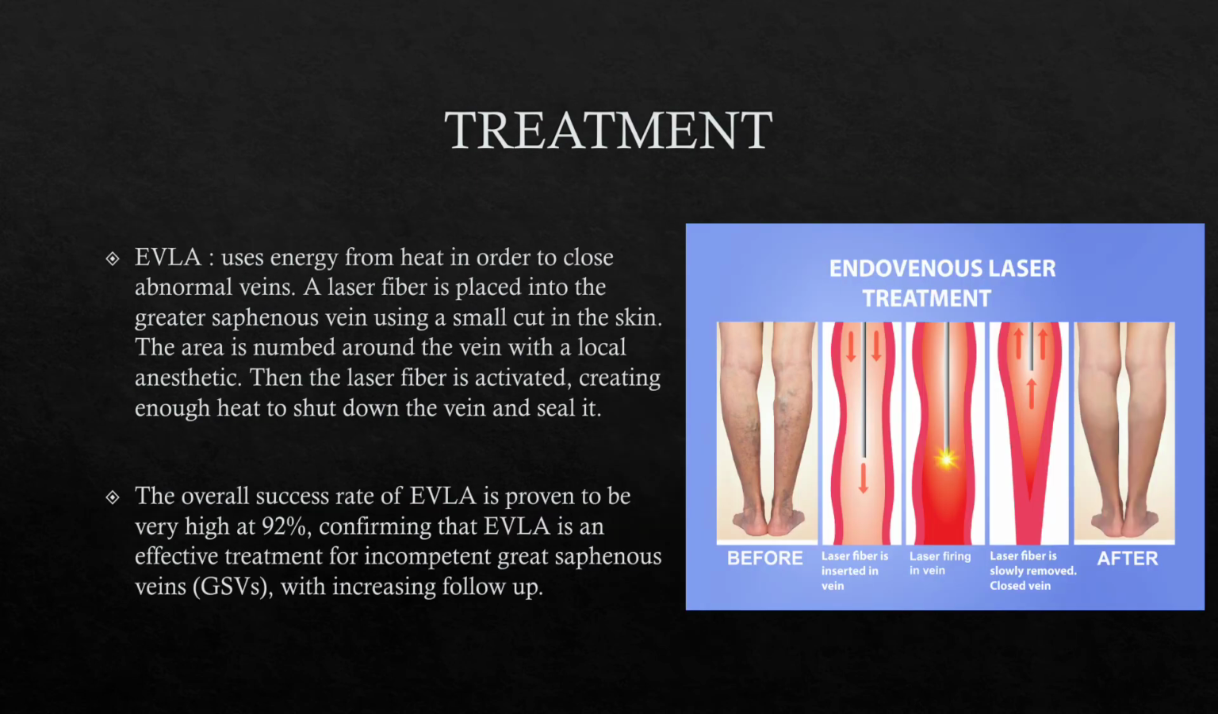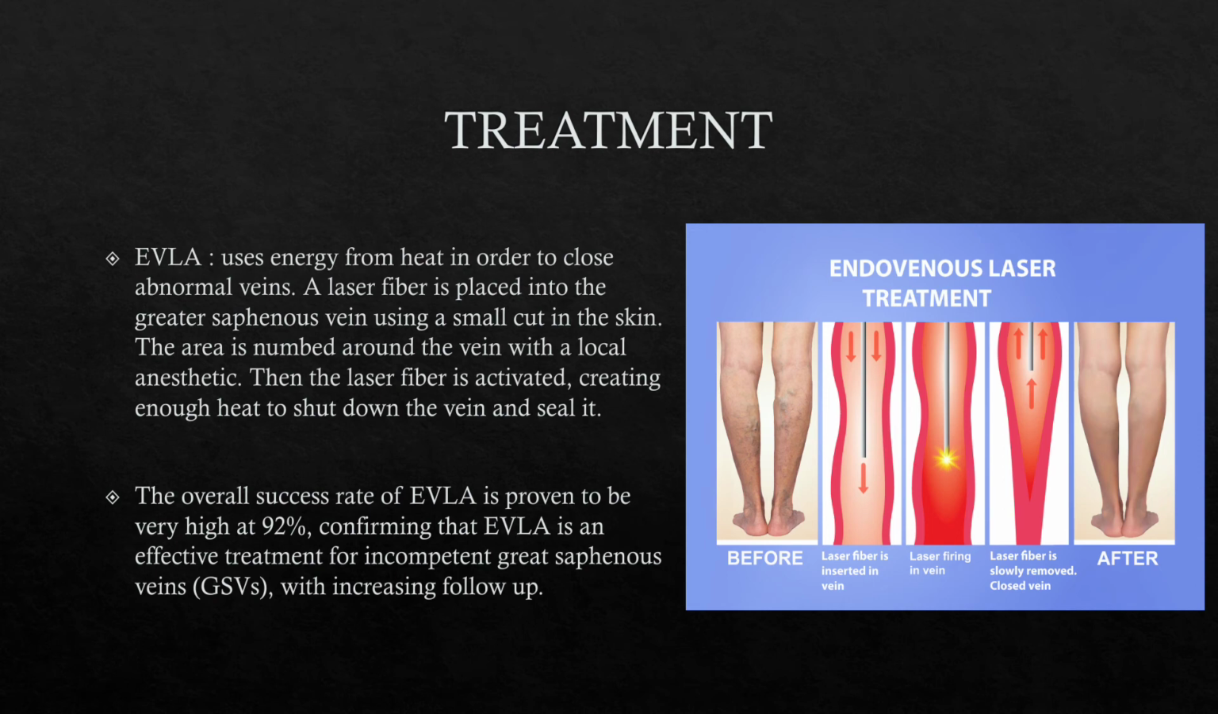Treatment for this patient was endovenous laser treatment, which uses energy from heat in order to close abnormal veins. A laser fiber is placed into the great saphenous vein using a small cut in the skin. The area is numbed and a local anesthetic can be given. Then the laser fiber is activated, creating enough heat to shut down the vein and seal it. Just reading that, I think that's amazing, the kind of treatment that we have nowadays.